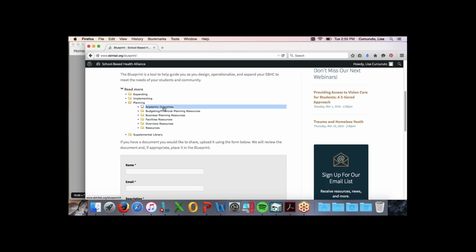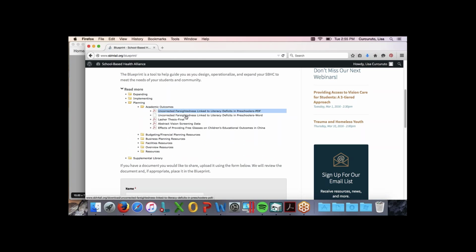So if you click on academic outcomes, which I did here, you'll see that there's a few articles here around academic outcomes of students and either farsightedness or nearsightedness, of having centers in schools, and effects of providing free glasses on children's education. For example, one of them is uncorrected farsightedness linked to literacy deficits in preschoolers.